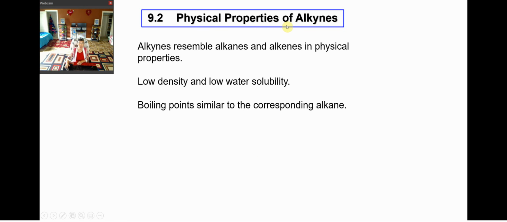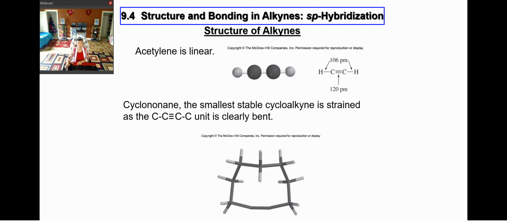The physical properties of most alkynes essentially resemble those of alkanes and alkenes. As long as they have a similar number of carbons, they have very similar physical properties: the density is very low, and the water solubility is also very low. Boiling points are very similar to the corresponding alkane. Again, alkane, alkyne, and alkene have very similar boiling points.